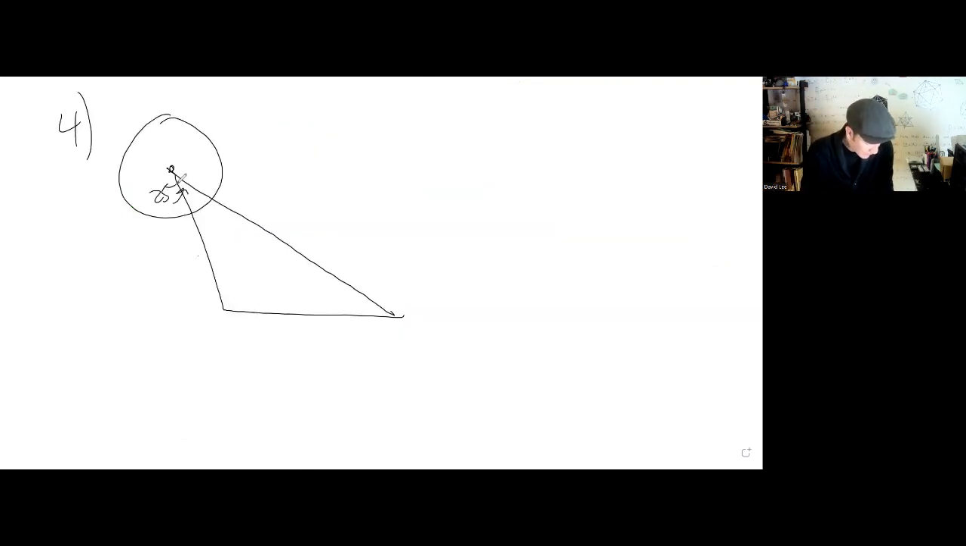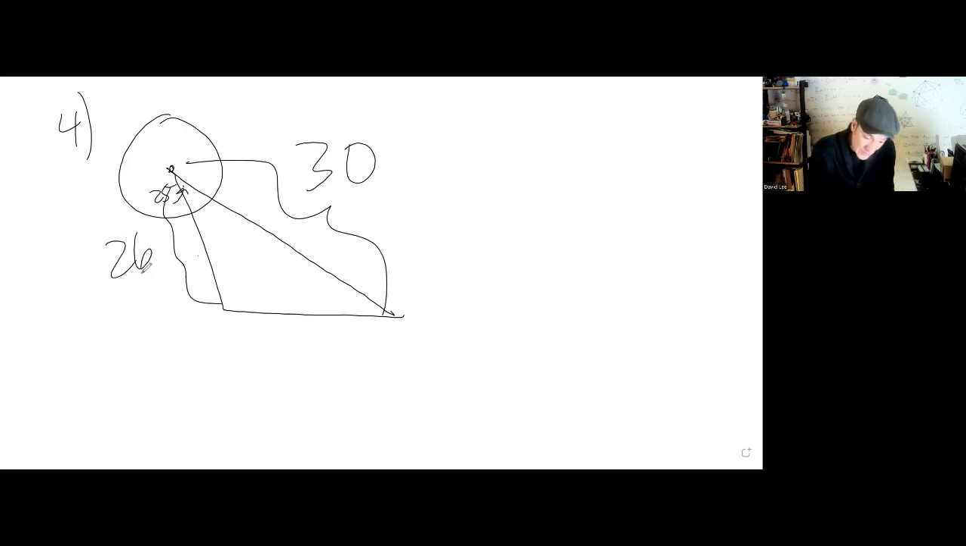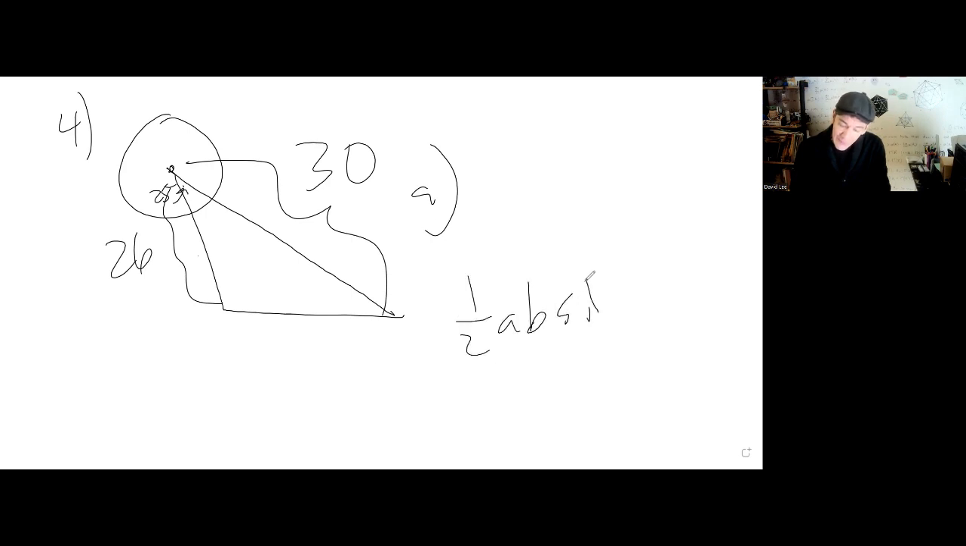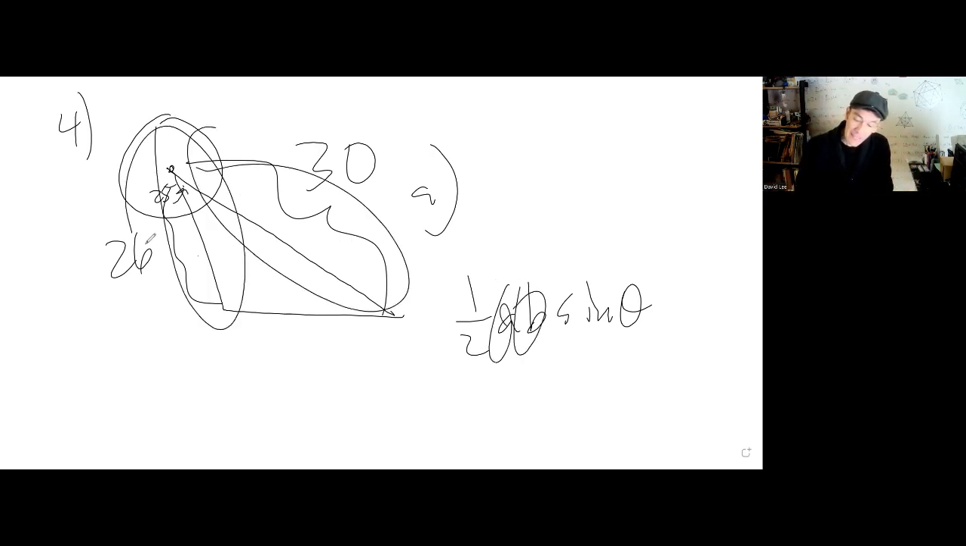Okay, so for number 4, they tell us that the central angle is 25, and they say that this one is 30, and this one here is 26. For part A, they want you to find the area. So just use that one formula, 1/2 ab sine of theta. Remember that we did that for areas of triangles, where a and b are the two sides, and theta is the angle sandwiched between the two sides. So you can just go for your answer right away.